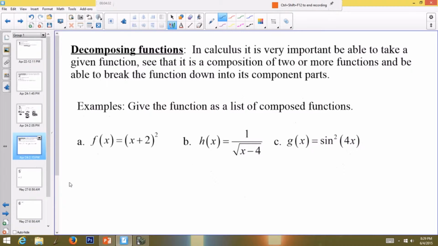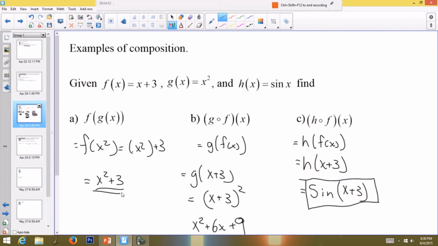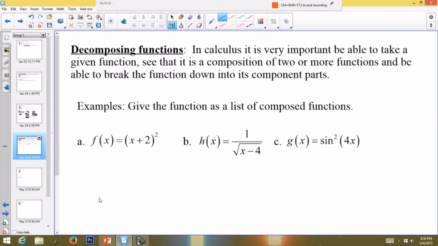Now, the process of decomposing functions. In calculus, it's going to be very important for us to be able to take a given function and see that it is the composition of two or more functions and be able to break these two or more functions down into its component parts. So we came up with some functions that were compositions. We want to do that with these functions here.